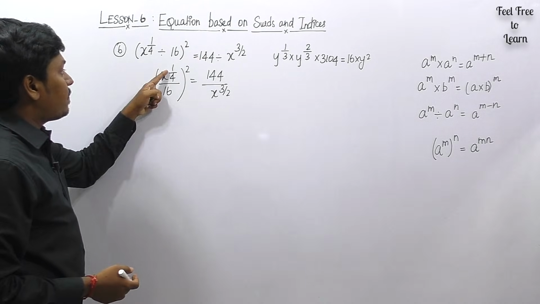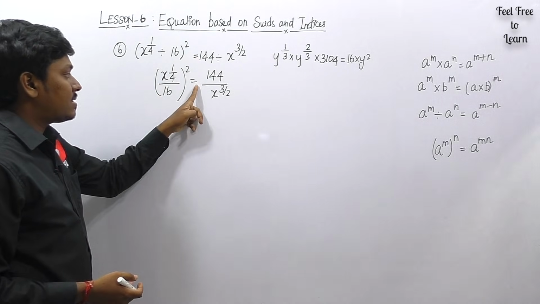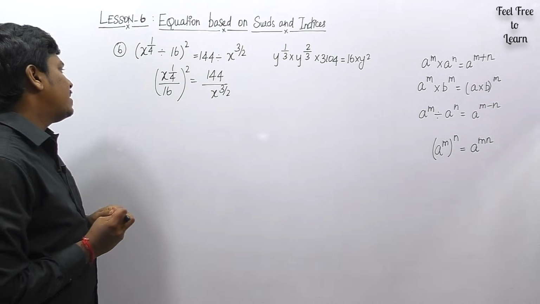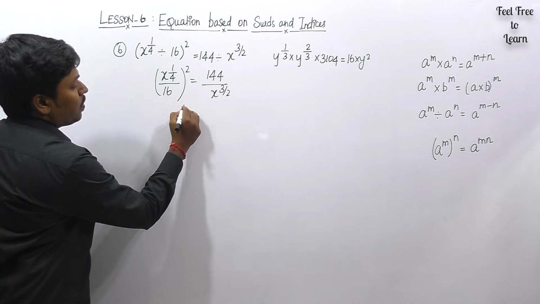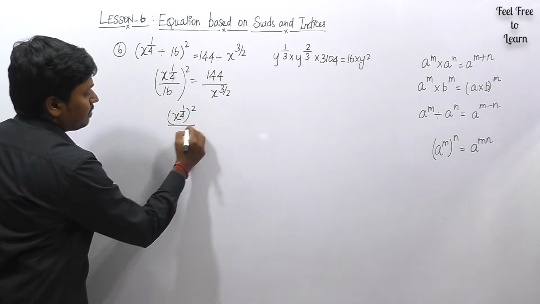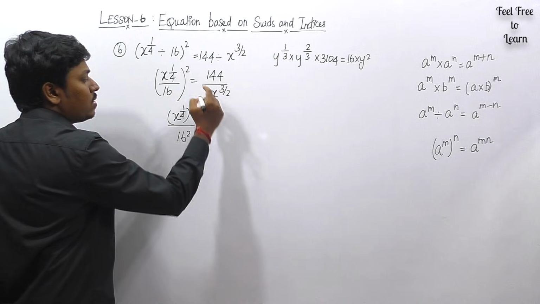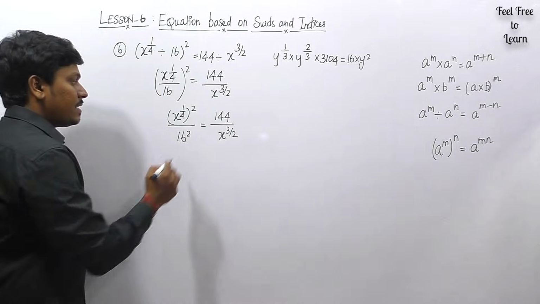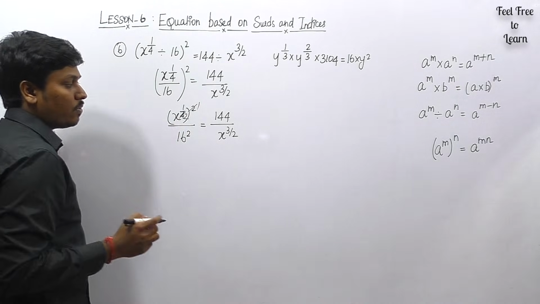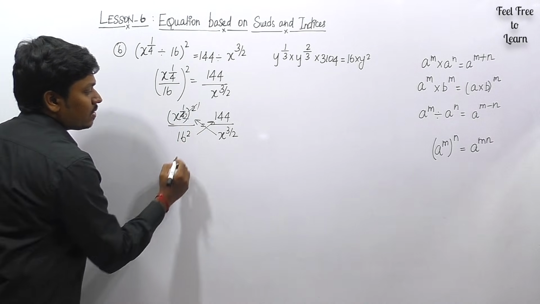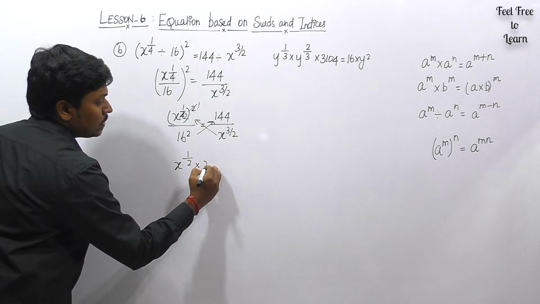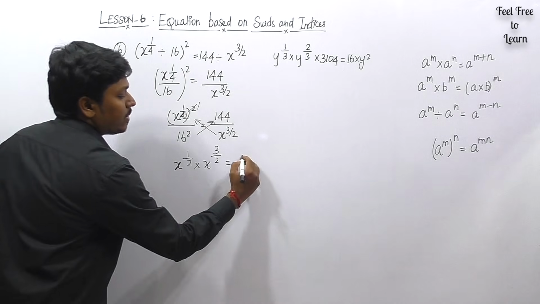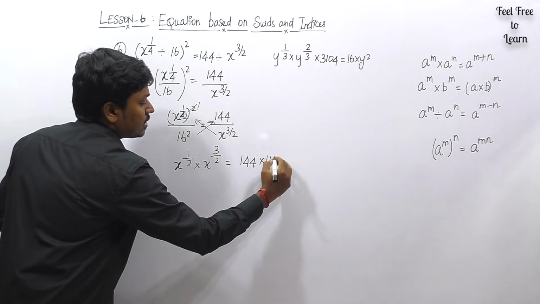So (x power 1 by 4 divided by 16) square is equal to 144 divided by x power 3 by 2. So friends, I think this can be written as (x power 1 by 4) whole square divided by 16 square is equal to, let me keep 144 as it is, divided by x power 3 by 2. So friends, here we can cancel: 1 twos are 2, 2 twos are 4. Then we can cross multiply. So when you cross multiply, here it is x power 1 by 2 into x power 3 by 2 is equal to 144 into 16 square.